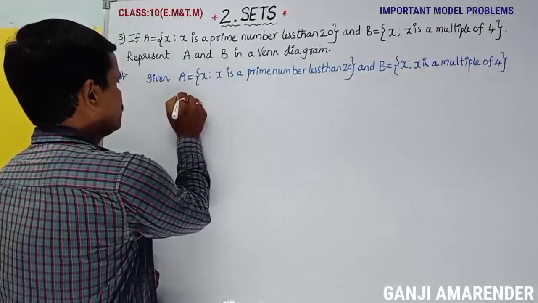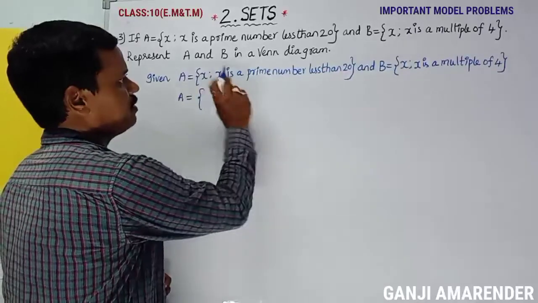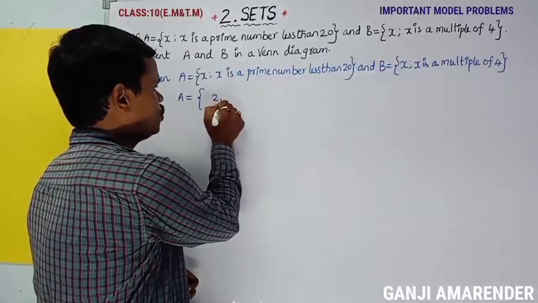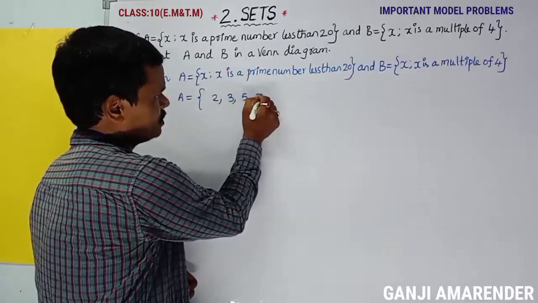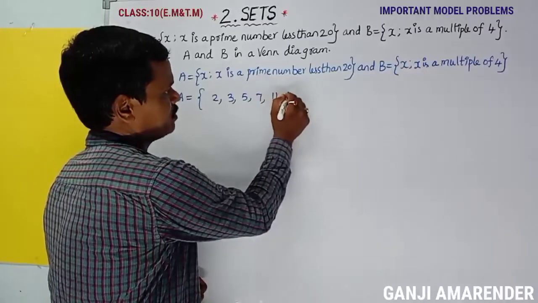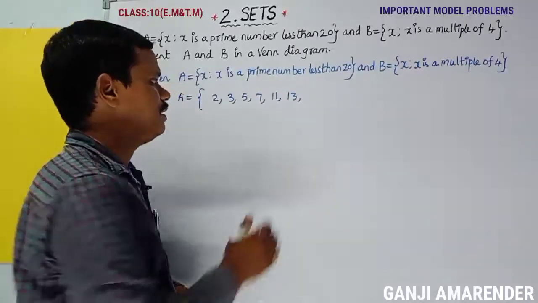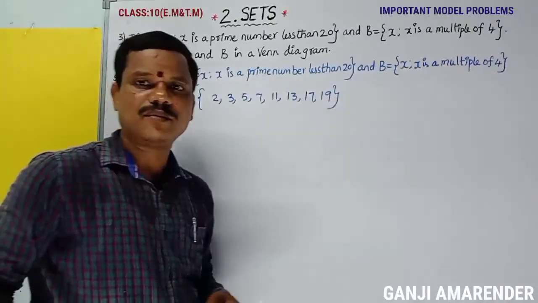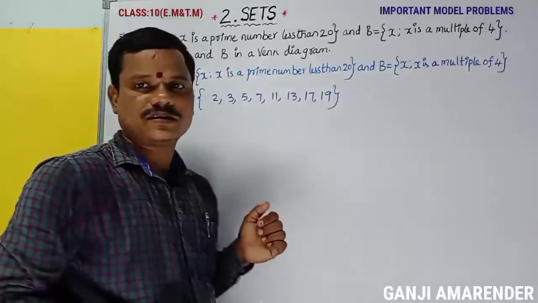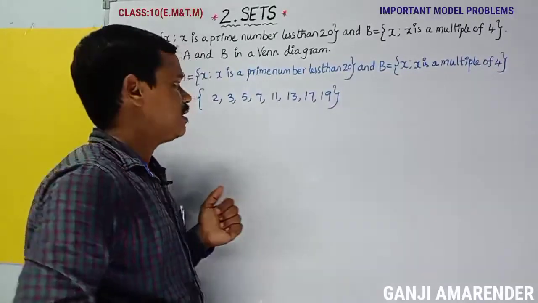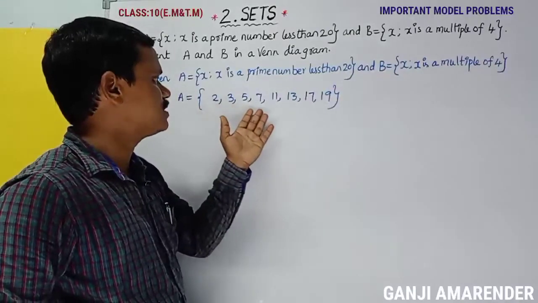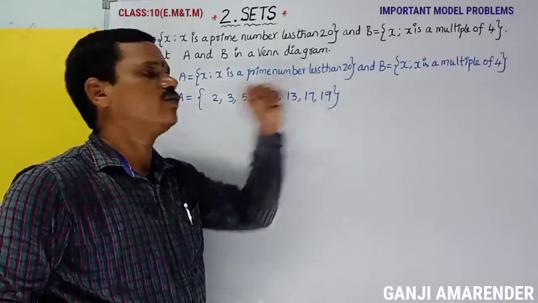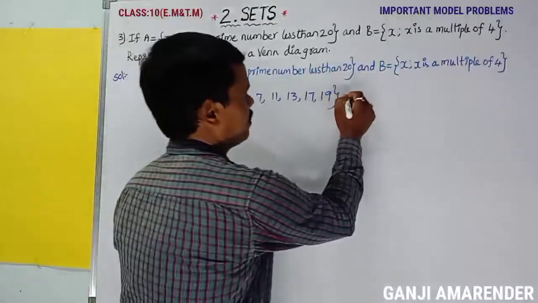Its roster form: x such that x is a prime number less than 20 means prime numbers less than 20, that is 2, 3, 5, 7, 11, 13, 17, 19. A prime number means any number that has only two factors, one and itself. So A is equal to 2, 3, 5, 7, 11, 13, 17, 19, the prime numbers less than 20.